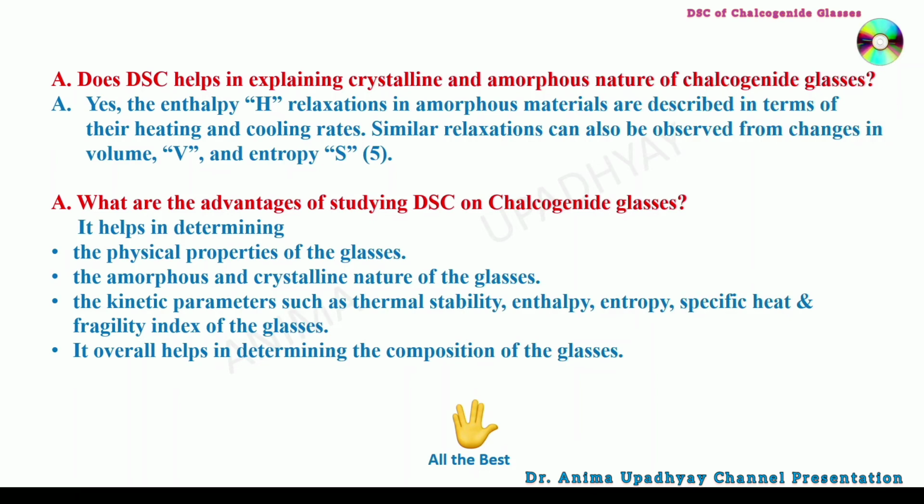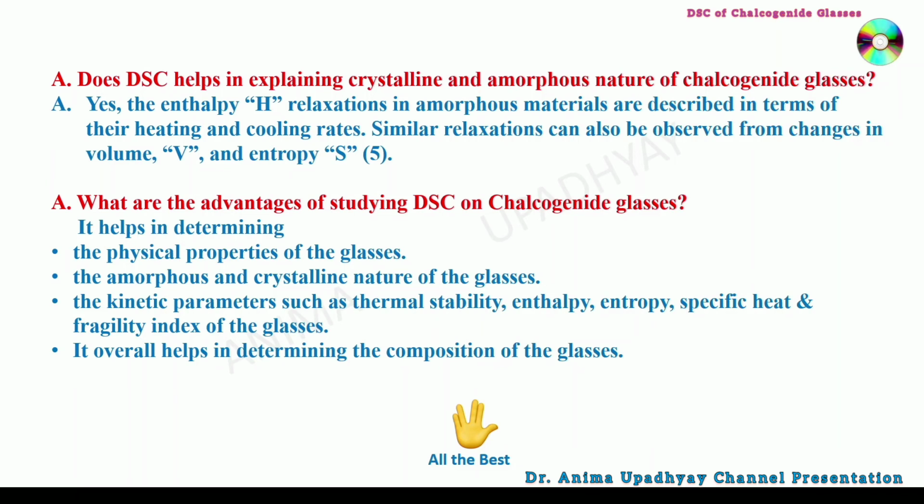Does DSC help in explaining the crystalline and amorphous nature of chalcogenide glasses? Yes, the enthalpy relaxations in amorphous materials are described in terms of their heating and cooling rates. Similar relaxations can also be observed from changes in volume and entropy, which are designated as V for volume and S for entropy.